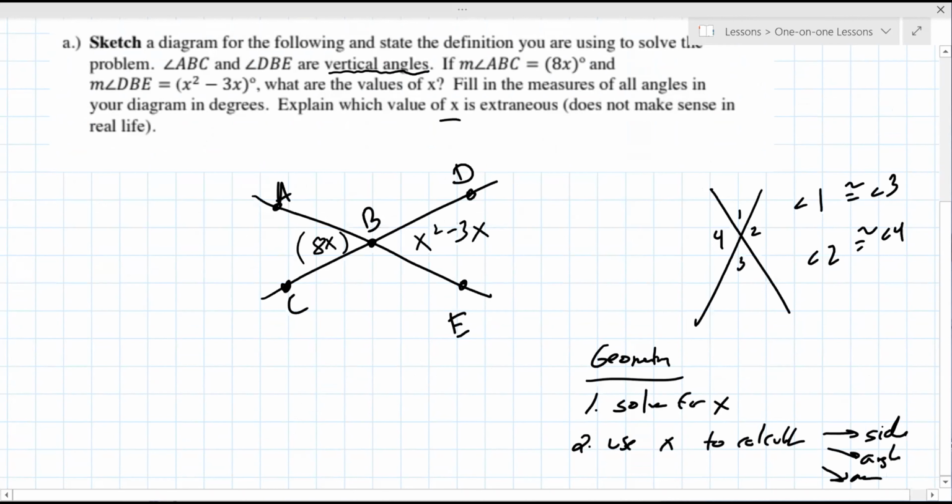In my world, this is an intermediate answer, meaning that it could be useful, it could also just be an intermediate answer. It could be not part of the equation. So because they're vertical angles, because they're congruent, you can set up the equation x squared minus 3x equals 8x. And then just solve for x, right?